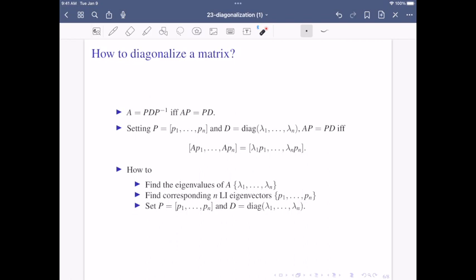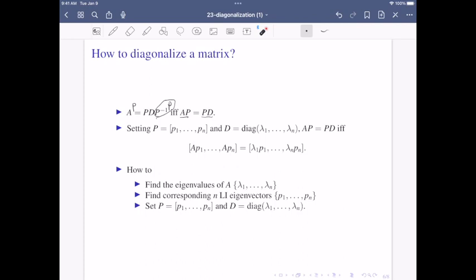So the next question is, given a matrix, how do you find P and D to diagonalize A? To do that, you can multiply by P on both sides on the right-hand side. If you multiply P here, and then you multiply P on the other side, P inverse P can be cancelled. So in other words, this means AP equals PD.